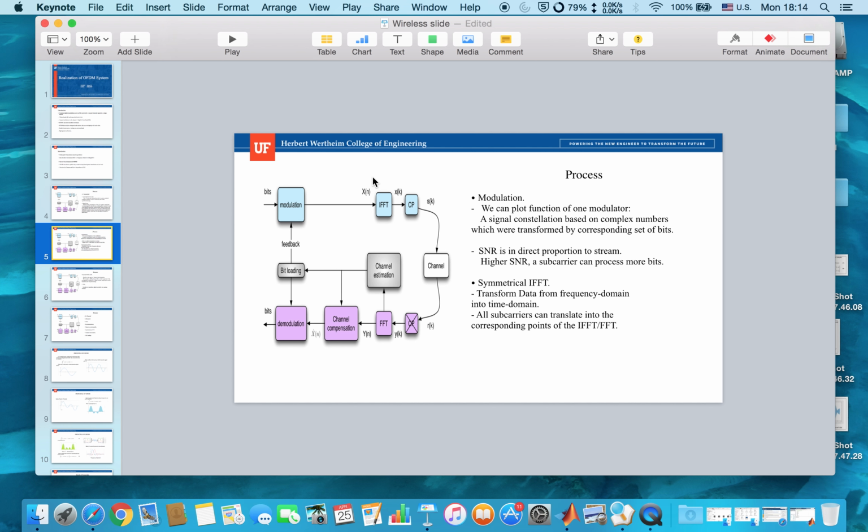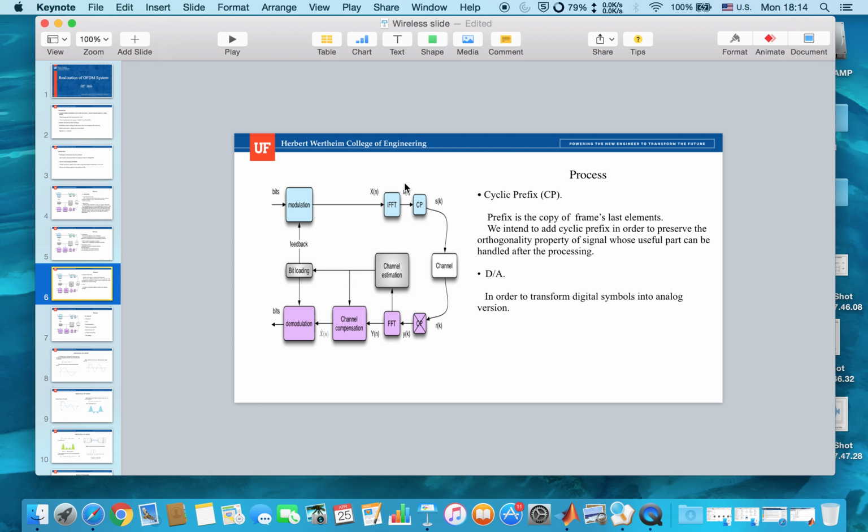And then we go to the IFFT part. The IFFT transforms data from the frequency domain into the time domain, and all the subcarriers are translated into the corresponding points of the IFFT. The next part is the CP, the cyclic prefix, which is a copy of the frame's last elements. We add this part in order to preserve the orthogonality property of the signal, whose useful part can be handled after processing. And then the last part is the DA, in order to transform digital symbols into analog form.